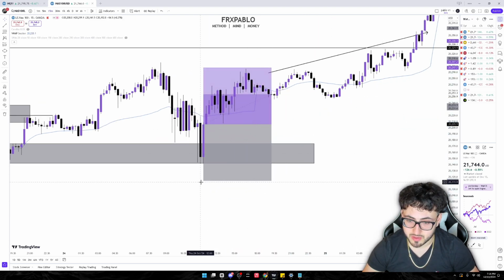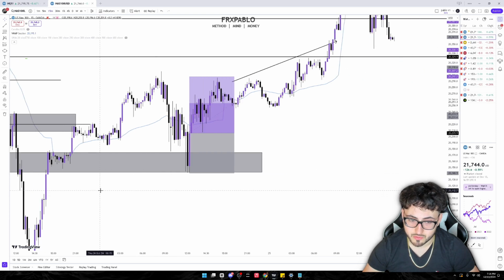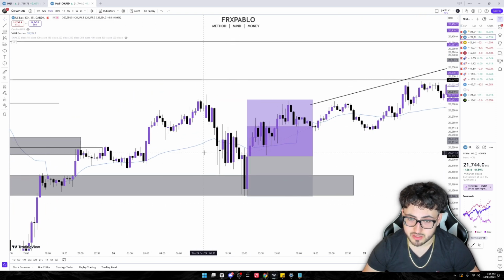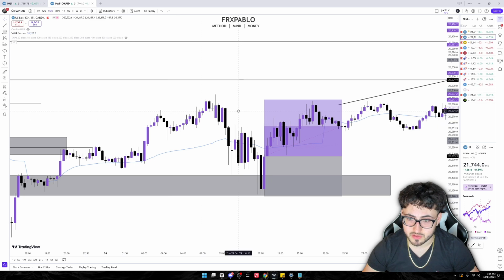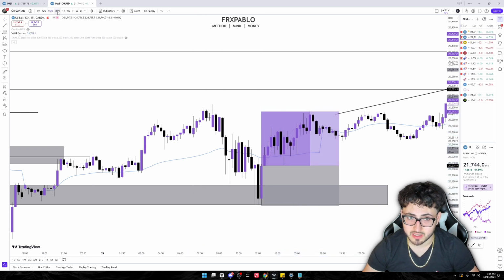Your stop loss would have been below the demand zone, and I like giving it a little bit of room every single time. And then your first target is always going to be the next high. So the first target for you would be right over here. This is my first target always, right? The next high that I could see.